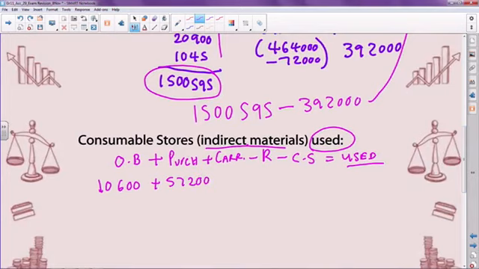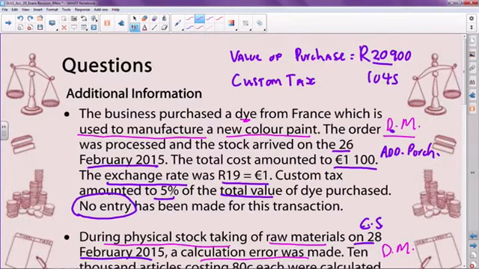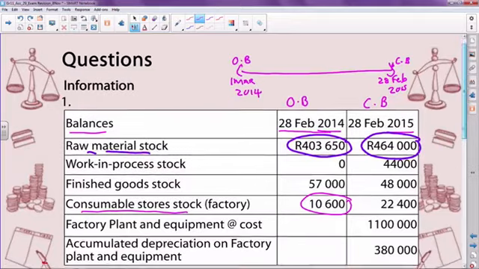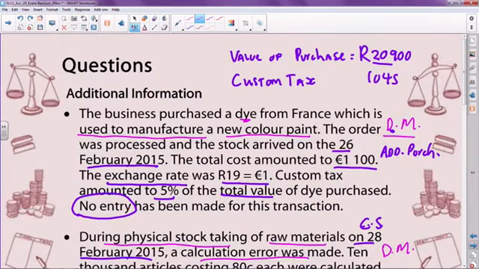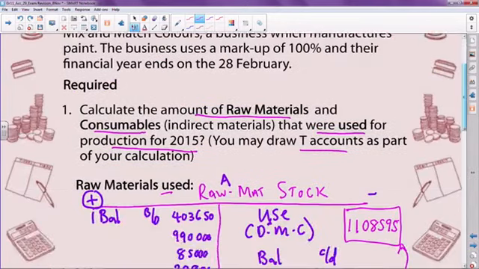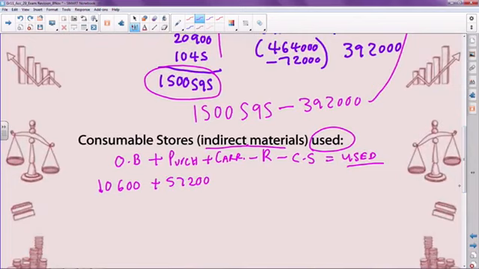Okay, then carriage on purchases, I don't think there's any. Okay, but we can obviously double check. So if I go through my transactions, there's only carriage on raw materials, not indirect materials. So there's no carriage. Okay, so back to that equation or the formula that I put up. Right, so there's obviously no carriage.